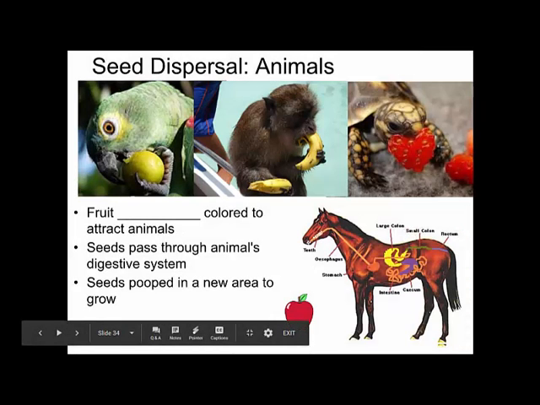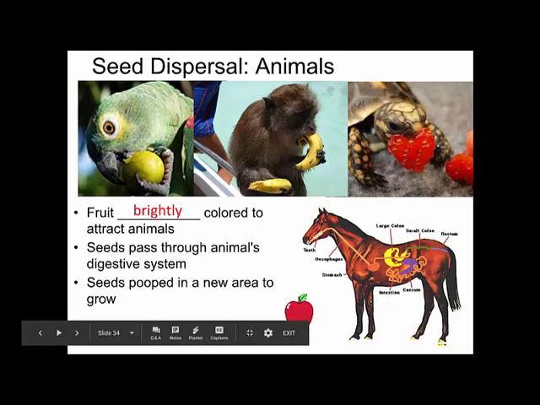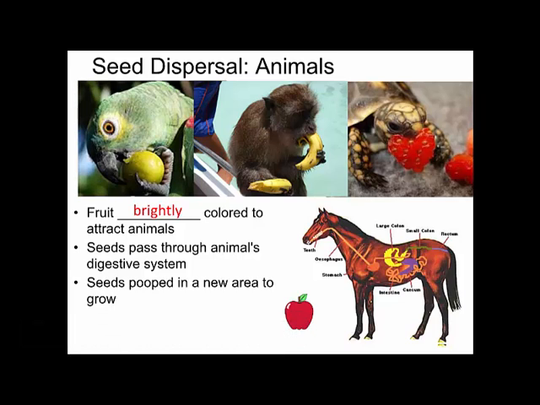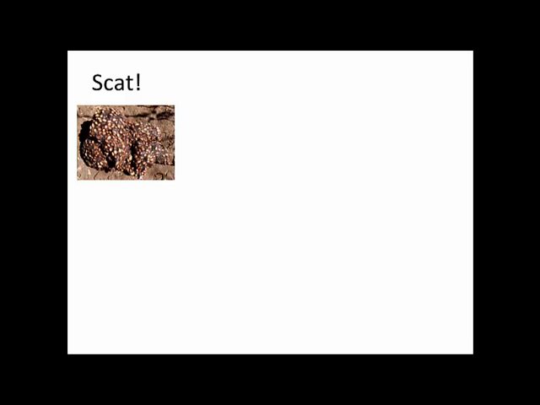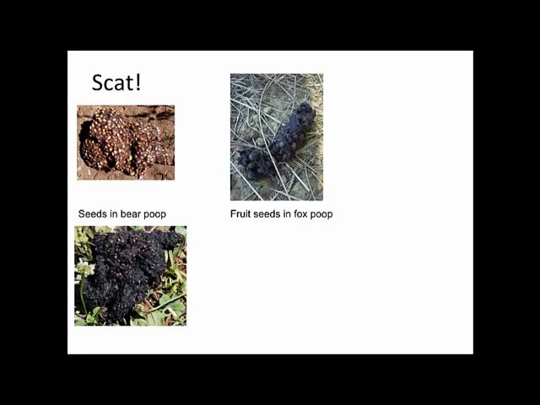So fruits are typically brightly colored to attract animals, and lots of different animals will consume fruits for energy, and then eventually those seeds get dispersed. Some seeds won't even germinate until they've been through the digestive tract of an animal. So here are some examples. That's some bear poop, with lots of seeds in it. This is fox poop. Again, you see all those seeds in there? The seed itself is not digestible, so it just goes through the digestive tract and out.